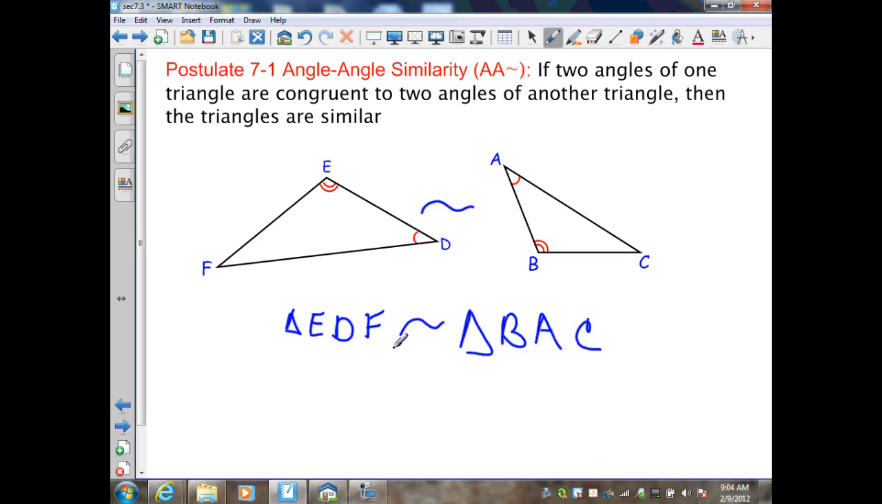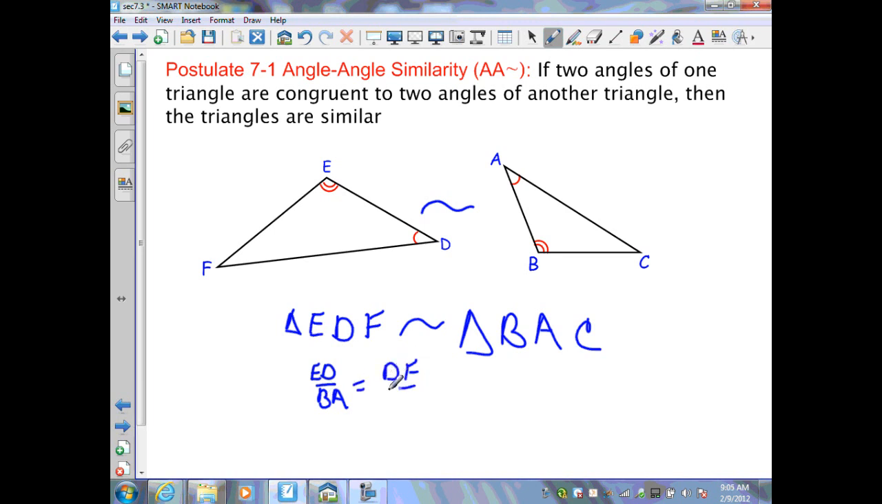So I can set up the ratios ED to BA is equal to DF to AC, which is equal to EF to BC.